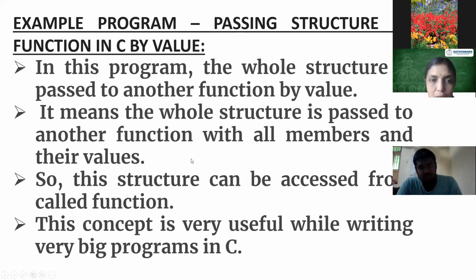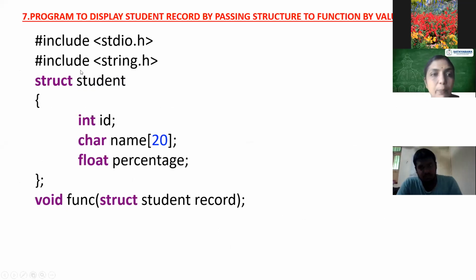Okay, so now how do we pass an argument? Similarly, we can pass a structure as a function argument. So what are the ways? First is going to be call by value, right? So we'll look into the program over here. Include the standard input output header file and the string header file. As usual, struct student has an int ID number, name, and float percentage.